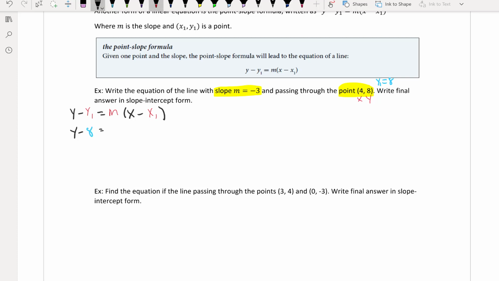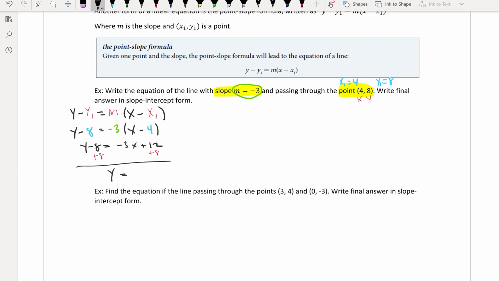And it's equal to my slope, and I already have my slope value here as -3. So that's a -3. And my x1 value here is 4. So I'm going to go ahead and write that in as a 4. So now, when I simplify this, I'm going to have y minus 8, and I'm going to distribute -3 times x plus 12. From here, I'm going to add 8 to both sides.